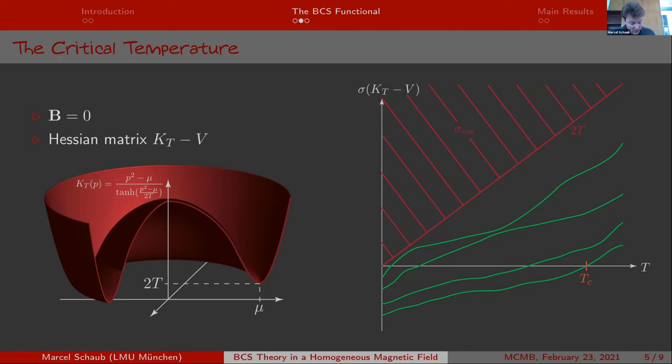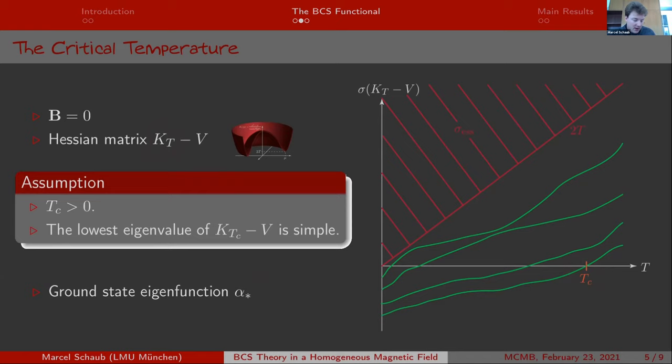Now, since I want to see instability, I need to see whether this Hessian matrix is positive definite or not. So I'm looking for the spectrum of this operator, and I want to identify temperature regimes where this operator has purely positive spectrum, or if there might be a negative eigenvalue. And since this operator K_T is monotone in T, there is indeed a unique temperature, which I call T_C, that separates these regimes. And this is my critical temperature. I'm now assuming that this temperature is indeed positive, and that this lowest eigenvalue is simple. I denote the ground state eigenfunction of the K_{T_C} minus V operator by alpha star.